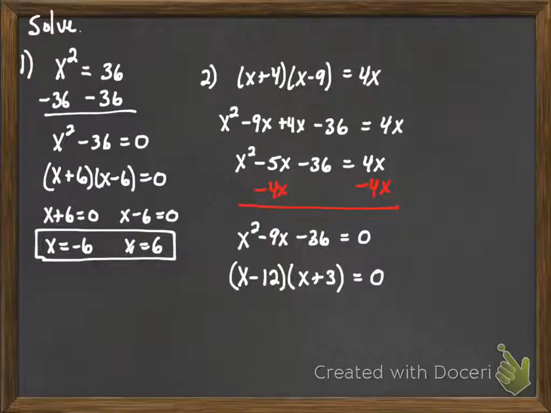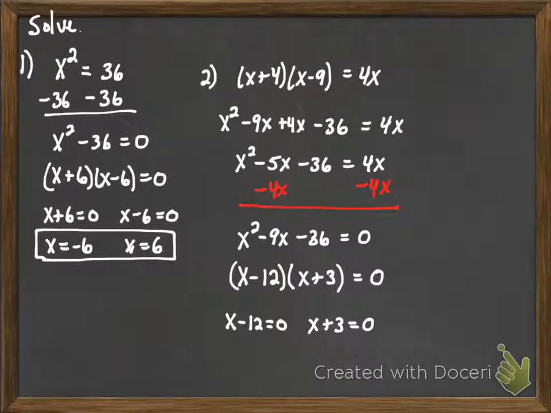And now once we again have it factored, we can make use of our zero factor property. It says, when you have a multiplication problem equal to 0, the only way that can be equal to 0 is if one of the pieces is equal to 0. So that leaves me with x minus 12 equals 0 and x plus 3 equals 0.